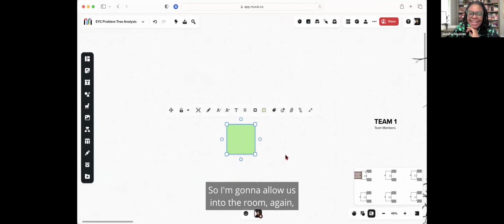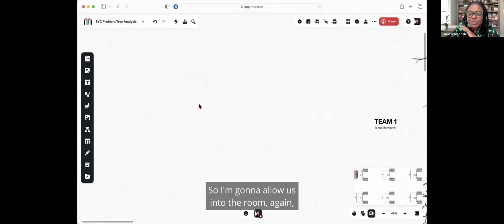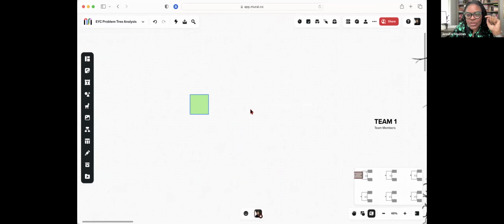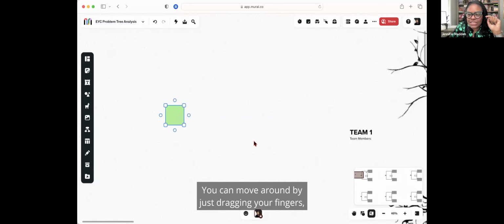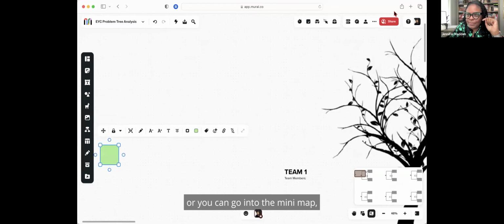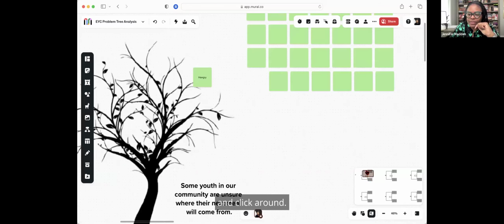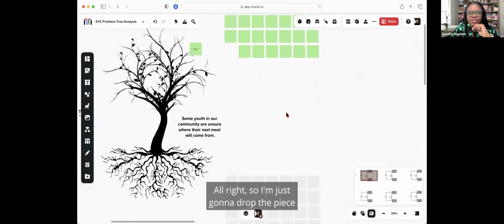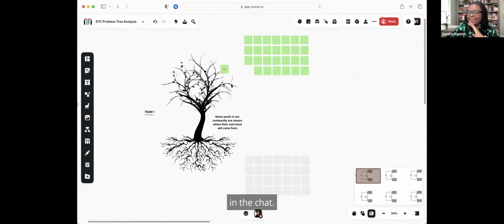I'm gonna allow us into the room. Again, double click in the white space to create a sticky note. You can move around by just dragging your fingers, or you can go into the mini map that's in your lower right hand corner and click around. That'll help you. So I'm in this lower right hand corner. All right, so I'm just gonna drop the piece in the chat.